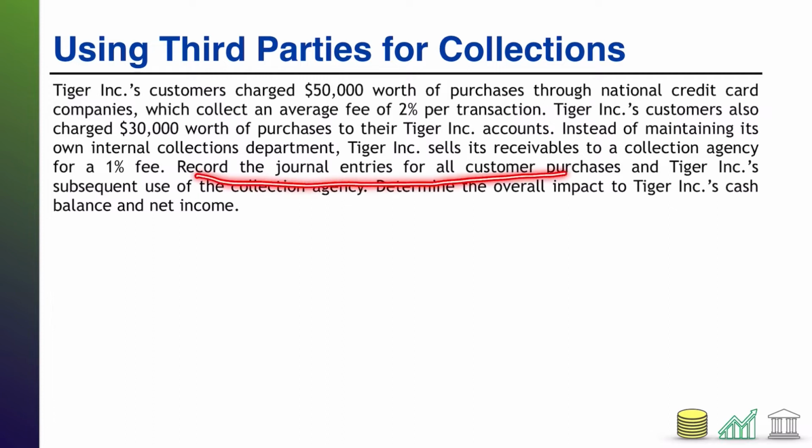Record the journal entries for all customer purchases and Tiger Inc.'s subsequent use of the collection agency. Determine the overall impact to Tiger Inc.'s cash balance and net income. All right, take a moment, pause the video, start with the journal entries, then ask yourself, what did this do as far as my cash balance and my net income versus the alternative of Tiger Inc. doing it all themselves? When you're ready, come on back. I'll walk you through the solution.